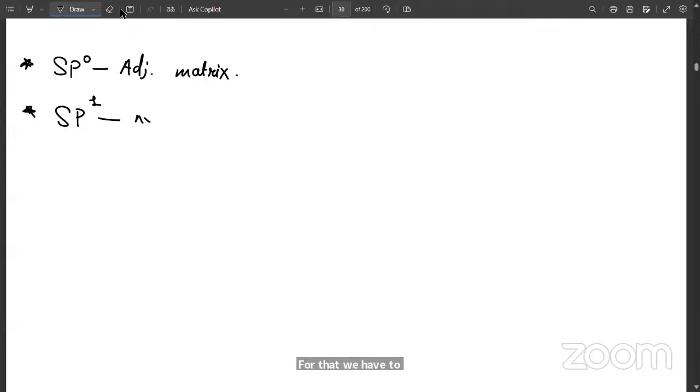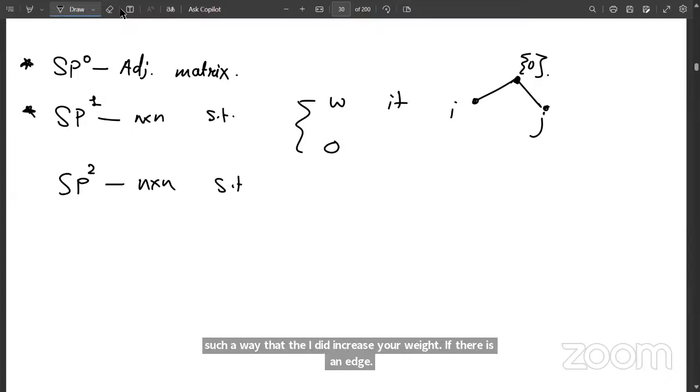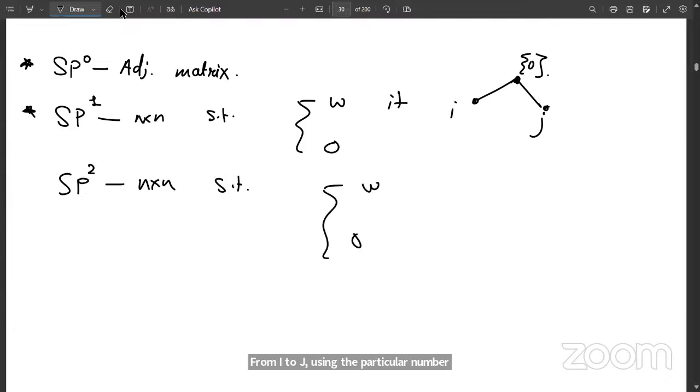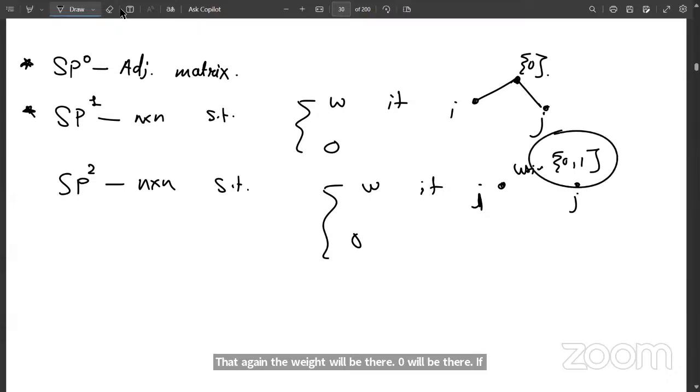So SP1 is again an n cross n matrix in such a way that the ijth entry is your weight if there is an edge from i to j using the particular vertex named 0. Otherwise 0. And SP2 is again the same thing. It's again an n cross n matrix in which the weight will be there, or 0, if there is a path from i to j using the vertices 0 and 1. So here you just have to consider 2 vertices. And there is a particular relation between SPK plus 1 and SPK, that is, your SPK plus 1 of ij.